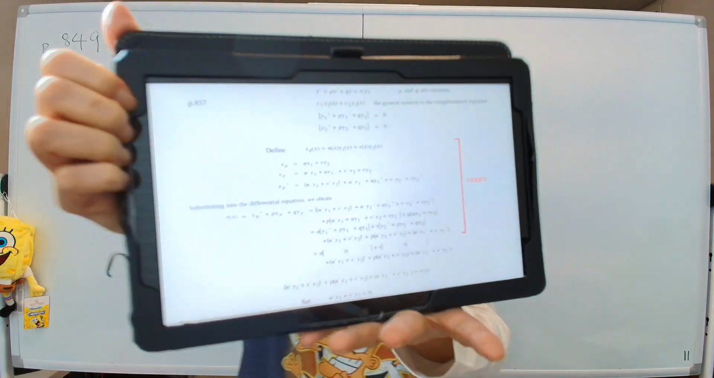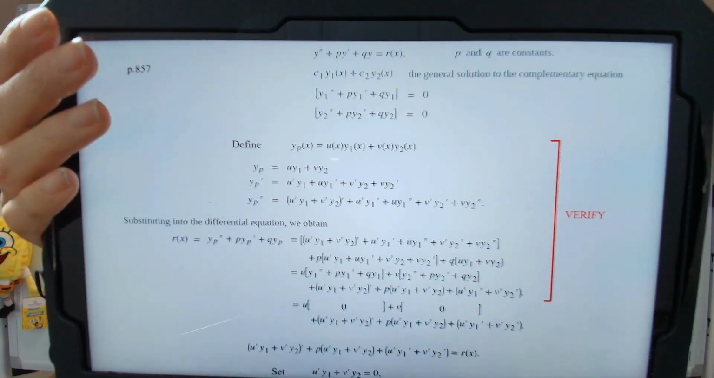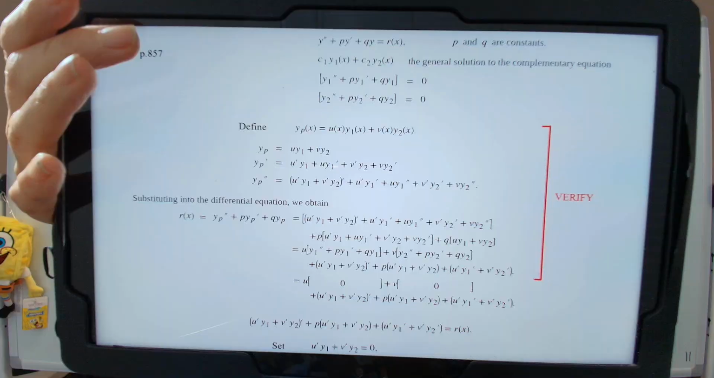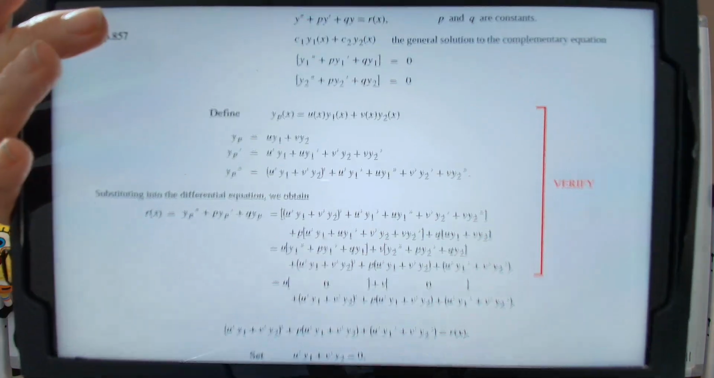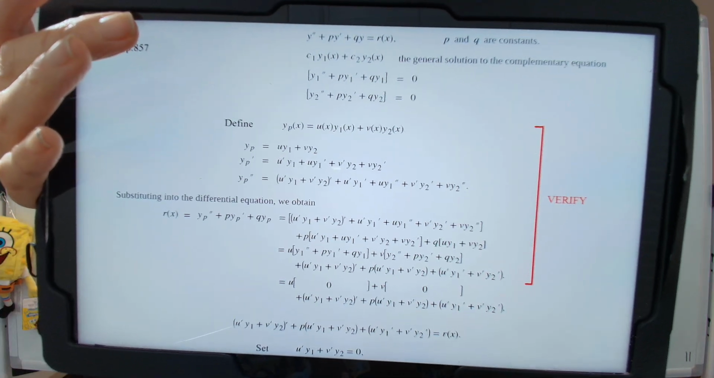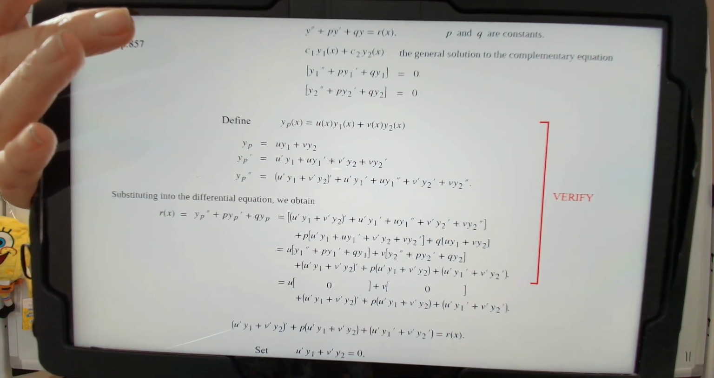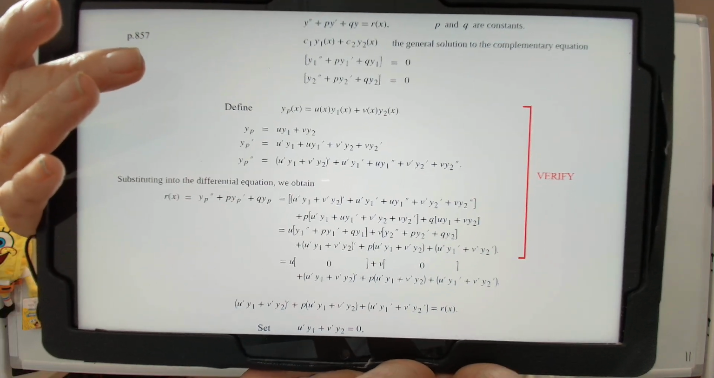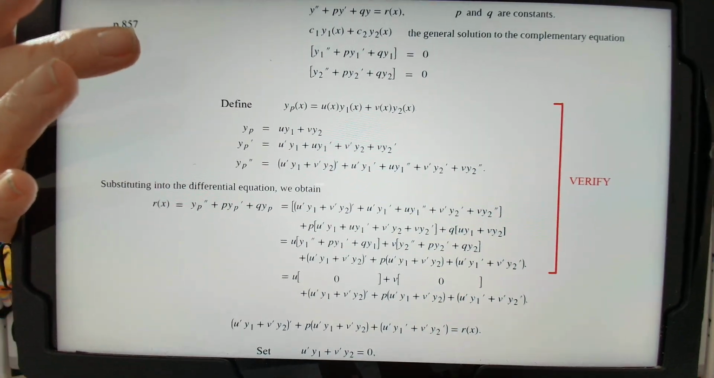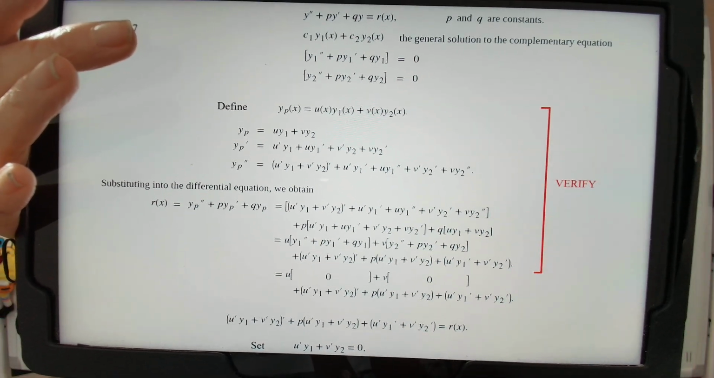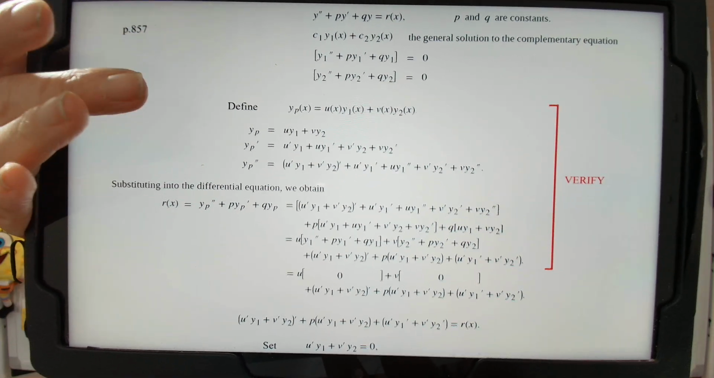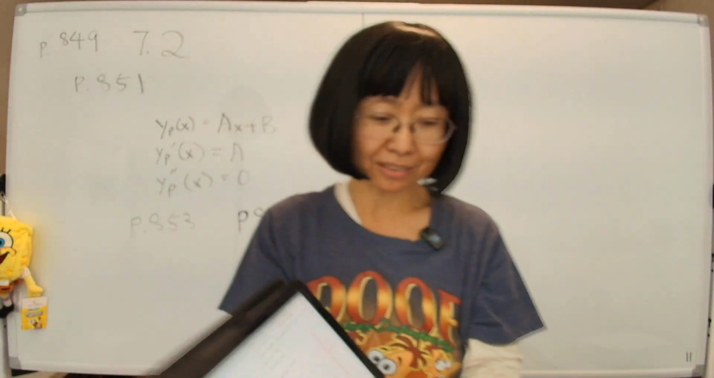And I rewrote this part of the proof in a way that I think might be a little easier to explain. So here's our original equation, okay, which has C1y1 plus C2y2 as the general solution to the complementary equation. That is when R(x) is replaced by 0, which is fine. And as a result of that, being that this is a general solution, that means if we plug y1 in there, it will become 0. Okay, and we plug y2 in there, it will also become 0.